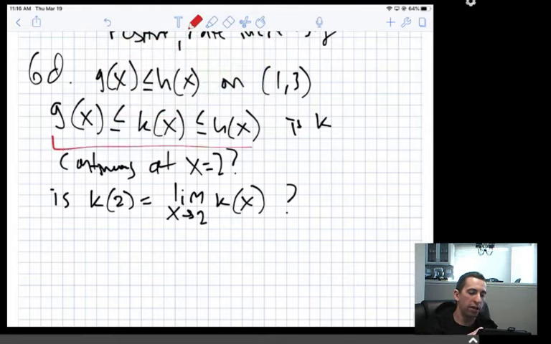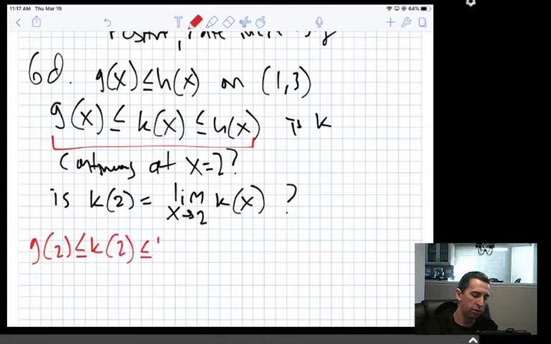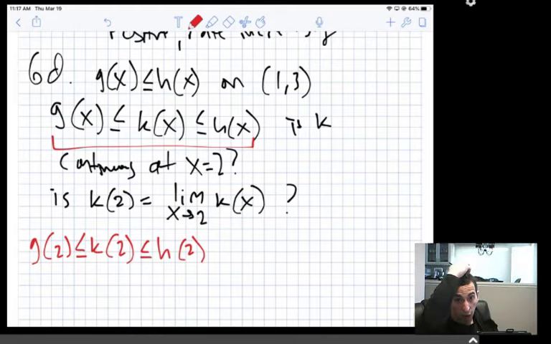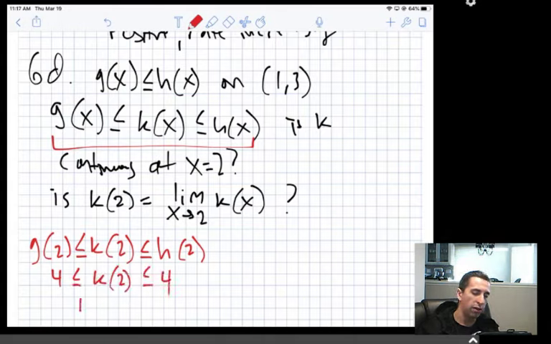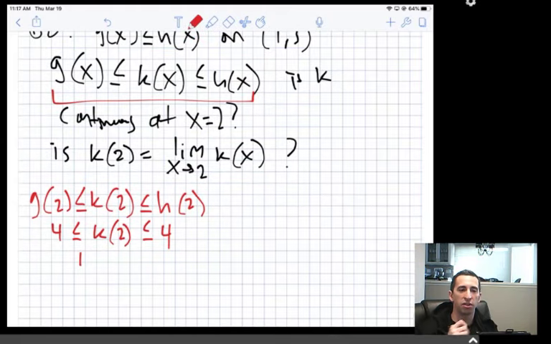So in terms of this inequality, the only thing we know about k is that it is sandwiched between g and h. So we know that g of 2 is less than or equal to k of 2 is less than or equal to h of 2. Okay, and we also know that those are both 4. So from the problem, we know 4 is less than or equal to k of 2 is less than or equal to 4. Okay, so this is what's called the squeeze theorem.